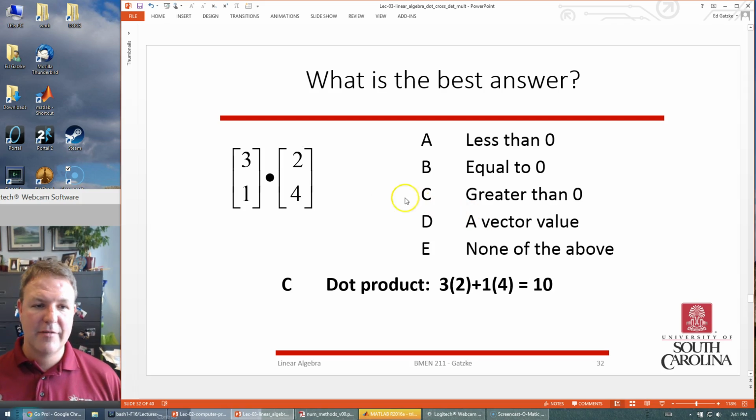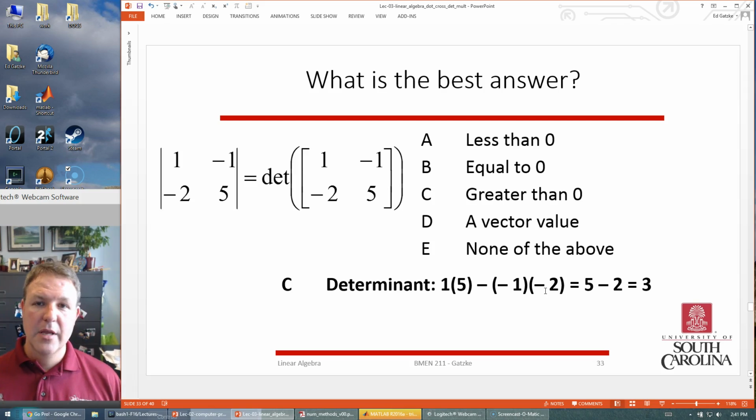So in this case, if we have 3, 1 and 2, 4, that's going to be the dot product of those two. We have to do the elements: 3 times 2, which is 6, plus 1 times 4, which gives us 10. So it's a value greater than 0. And for a 2 by 2 matrix, if we do the determinant, we do 1 times 5 minus negative 1 times negative 2. 1 times 5 is 5, minus a positive 2, since two negative signs multiply to a positive, so we're subtracting. 5 minus 2 is 3.